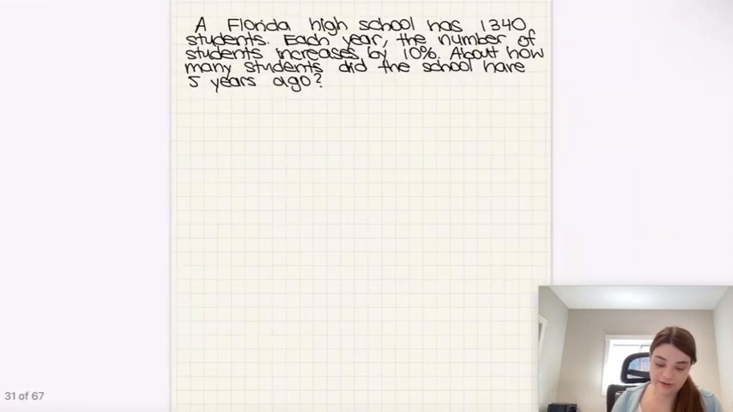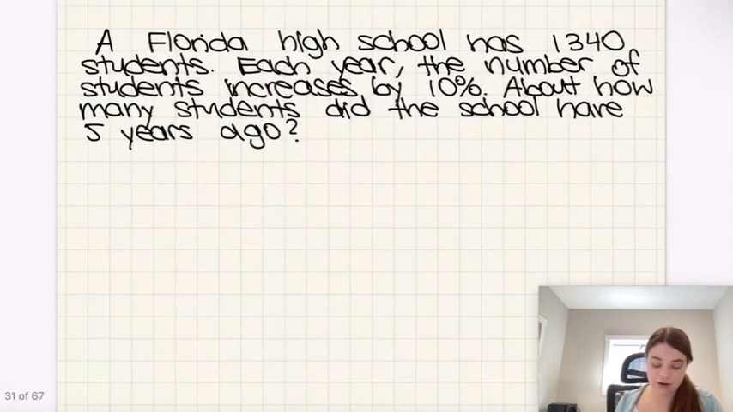Okay, let's try another one. A Florida high school has 1,340 students. Each year, the number of students increases by 10%. About how many students did the school have 5 years ago?